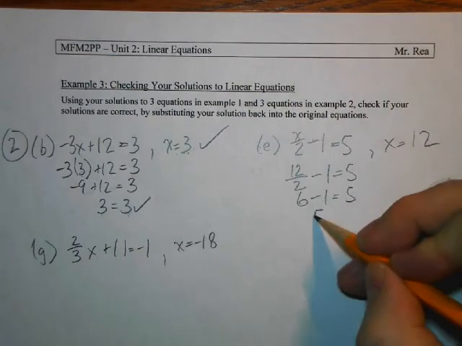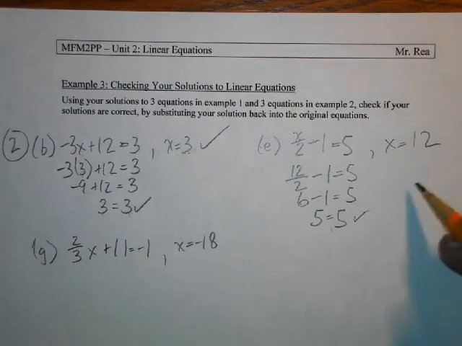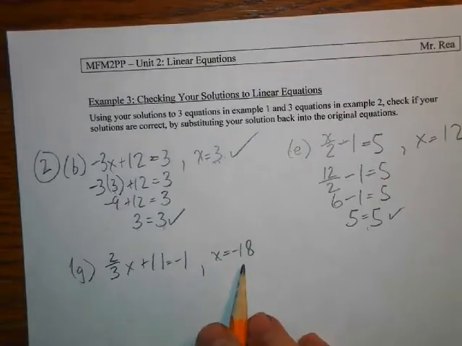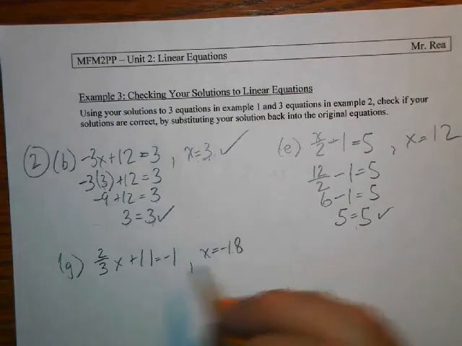6 minus 1 is 5. 5 does equal 5, so that means our solution of x equals 12 is correct. Okay, let's try this one here. So x is negative 18, we believe that's the right answer.